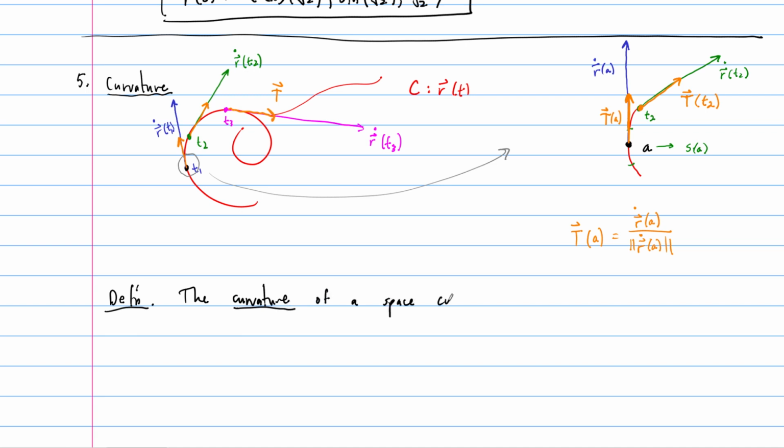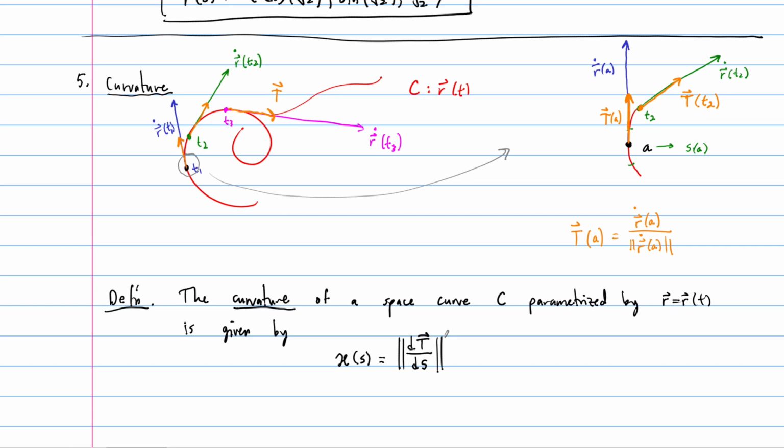So the curvature of a space curve C, parametrized by the vector function r equals r of t, all right? Notice this is going to be kappa. That's a Greek letter kappa. When you type it, it looks kind of like this, but this is how you write by hand the Greek letter kappa. This is going to be kappa of s, a function of arc length, equal to the derivative of the unit tangent vector field with respect to that arc length, and then take the magnitude.